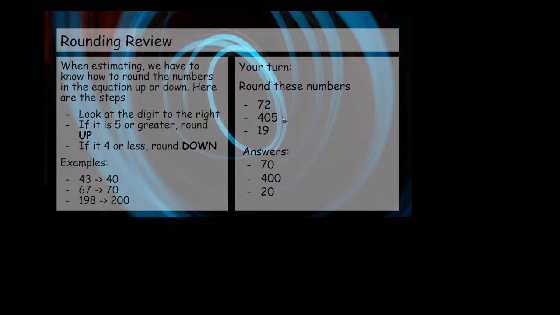In 405, the digit to the right is 5, but instead of rounding it up, we'll round it down because it's very close to 400. It's easier to work with a number like 400 rather than 410, right? So we can also round it to 400. You see, in estimation, it doesn't have to be perfect, meaning your rounding doesn't have to be perfect either. It just has to be as close as possible to the original number. Next is 19. 19 is close to 20, so we will round it up to 20.